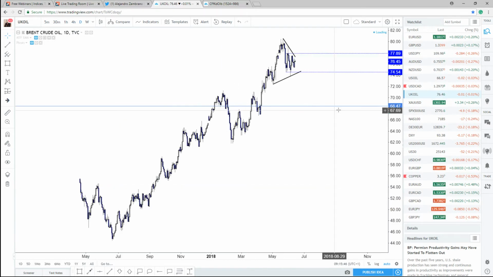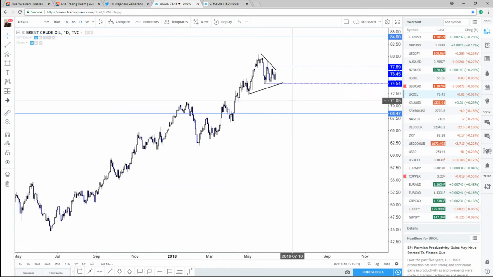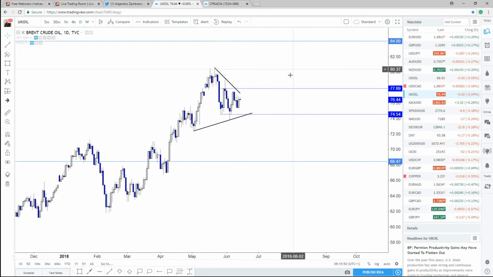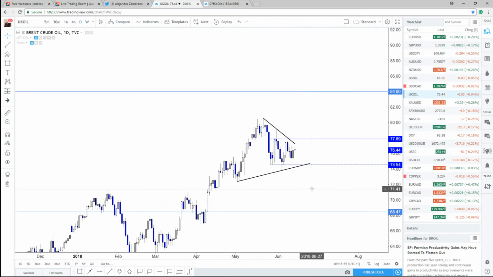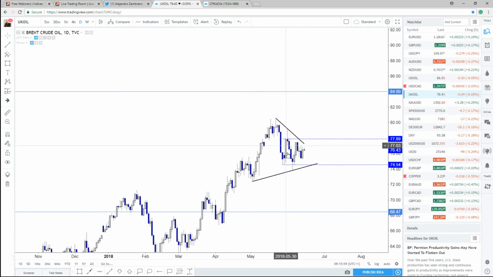Why? Well, look at Brent. Brent is trading in some sort of triangle pattern. I'm no expert. I know there's just 2 touches. Maybe we need a 3rd touch. I'm not sure. But I can tell you this without any doubt: this is a consolidation phase in Brent crude. And when we break a pattern like this, you'll have some nice follow through.